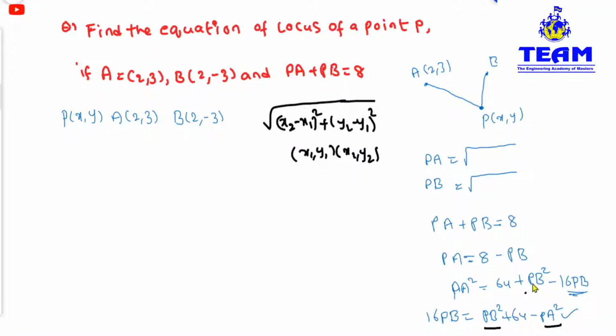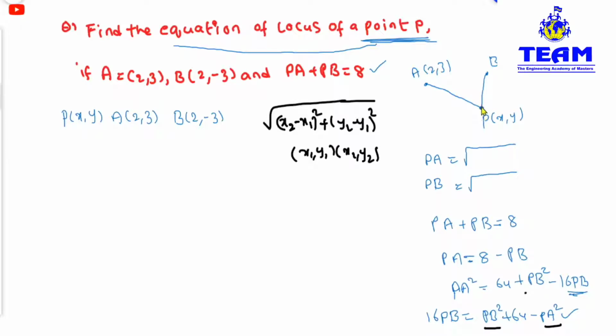Friends, in this video we are solving a problem on locus. The given problem is: find the equation of the locus of a point P, if A is the point (2, 3) and B is another point (2, -3), and it says that PA + PB = 8. What we need to find is the equation of the locus of the point P.